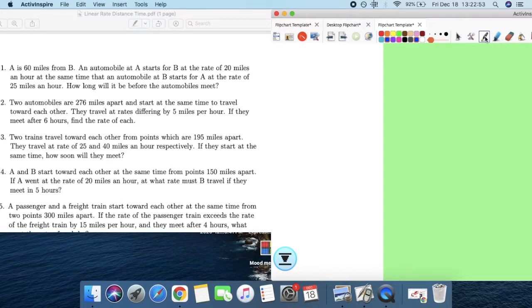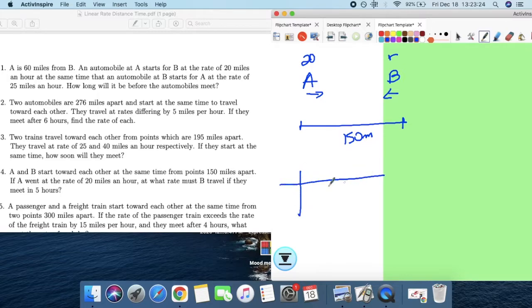Where am I? Number 4. Again, so now they're becoming repetitive. They're going towards each other, A and B, and they're 150 miles apart. A was at 20 miles an hour. B, we don't know, so we'll call that R. And they want to meet in 5 hours. So how fast does that train have to be to meet in 5 hours? A little bit different.